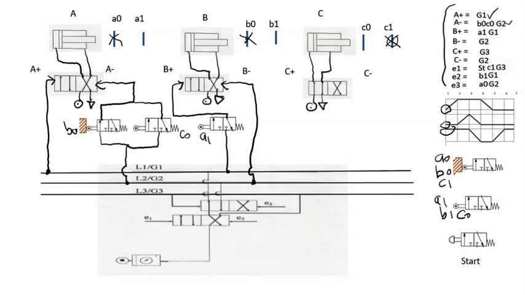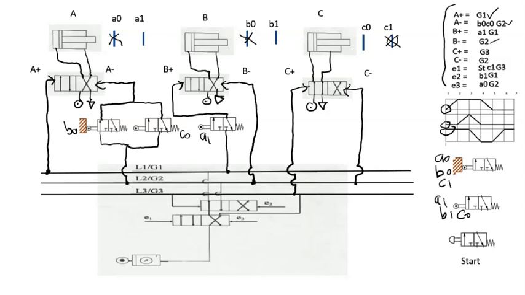And then for C plus, we're going straight to G3. So we're going to have a double loop there. And for the C minus, it's going to be G2. So from C minus to G2. Just have one loop there.